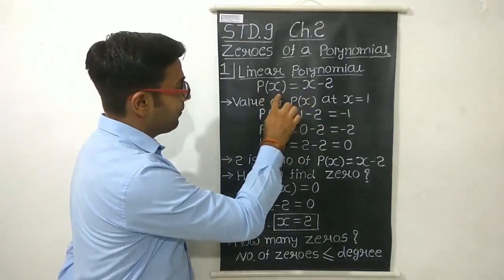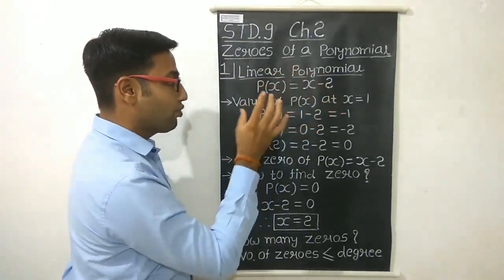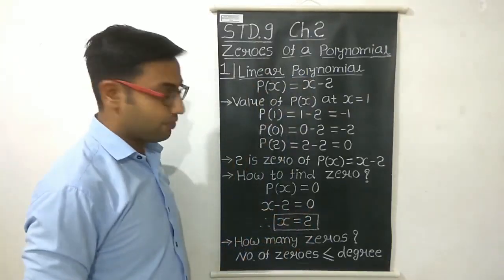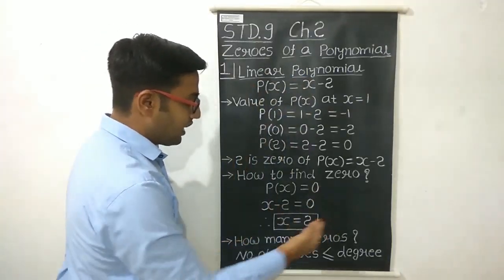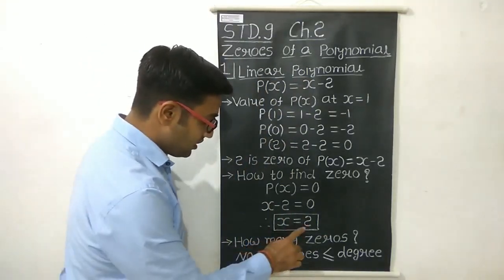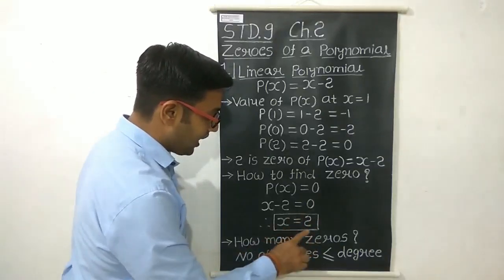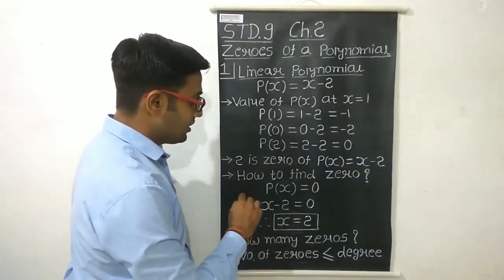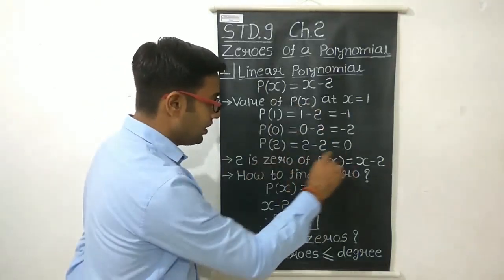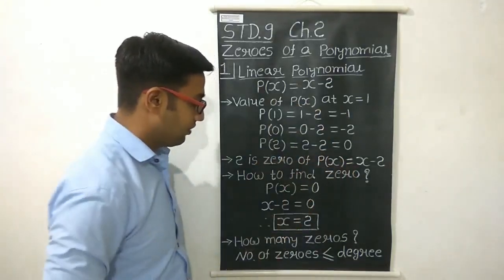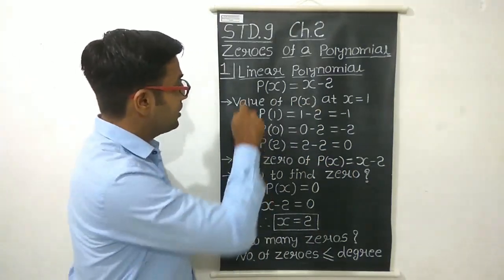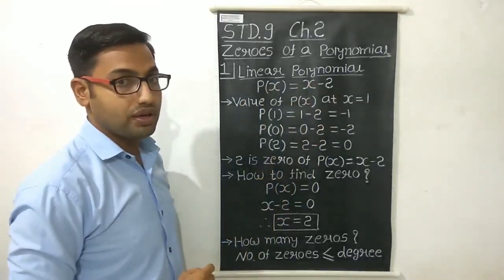So what is the value of p of x? It is x minus 2. We have to compare it with 0. So x minus 2 is equal to 0. Now take this 2 to the right hand side, we will get x is equal to 2. Right? So whatever value we get here becomes the 0 of this given polynomial. That we have studied earlier. So in this short way, we can find out the 0 of the linear polynomial.